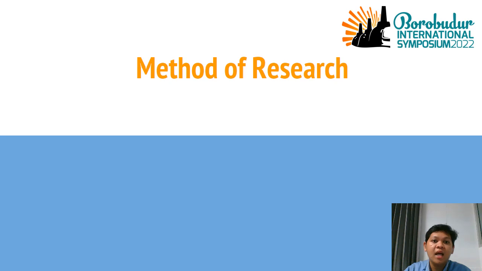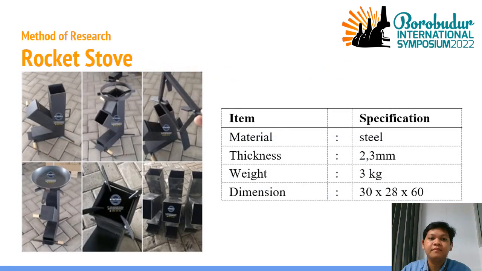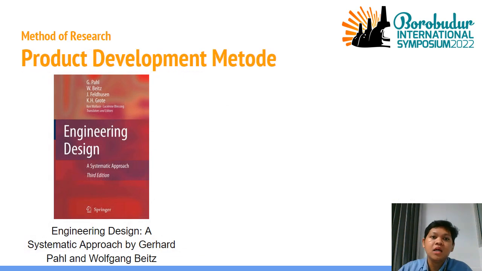And now I would like to present the method of research. In this research, we developed the design of an existing rocket stove made of steel material with a thickness of 2.3 mm and an inclined chimney as a firewood input. To develop the design of this rocket stove, we used the product development method described in the book Engineering Design: A Systematic Approach by Gerhard Pahl and Wolfgang Beitz.